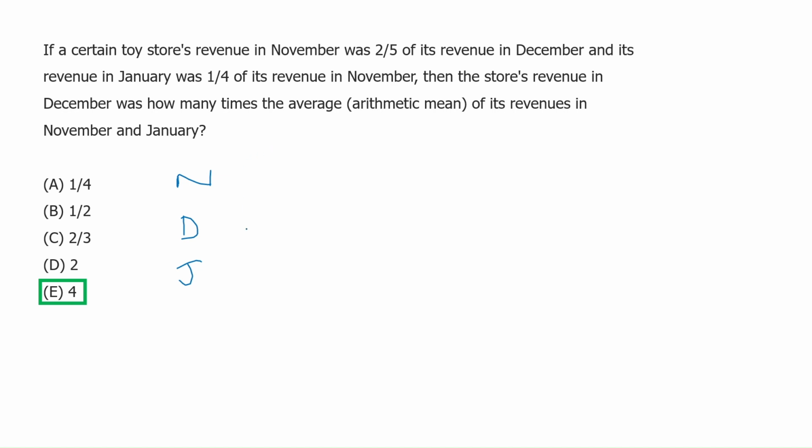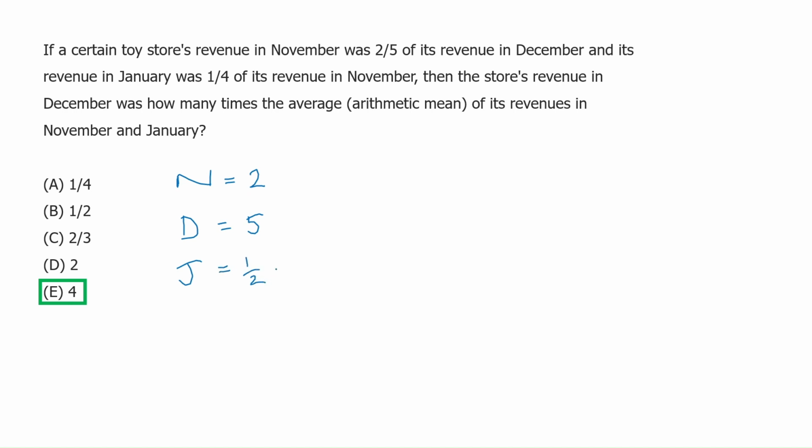I'm going to pick some numbers. For example, if December was 5, November would be 2. It doesn't matter that these numbers aren't realistic. It could be 5 million or 5,000. The important thing is that the relationships are accurate. We know that January is 1/4 of November, so that's going to work out as a half.